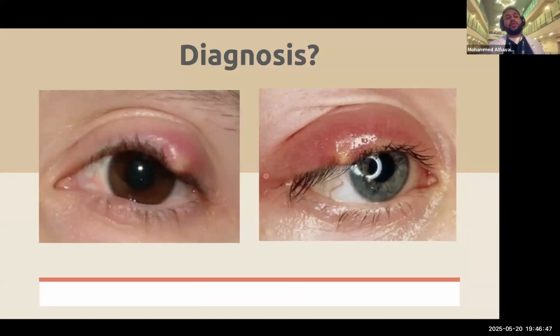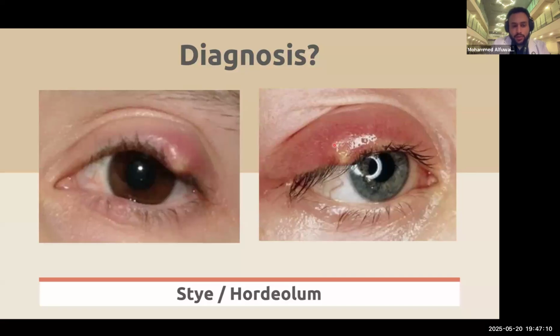Acute redness and swelling that develops on the eyelid. That's a sty. What's another name for sty? Hordeolum. Now, what is this disease? It's an obstruction of the sebaceous gland, an acute obstruction, which is usually due to bacteria, usually staph.